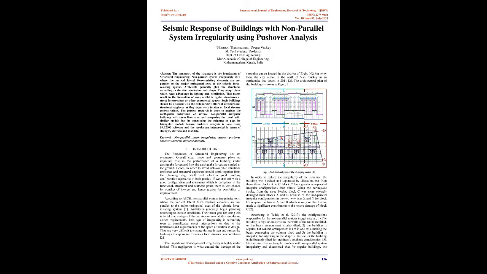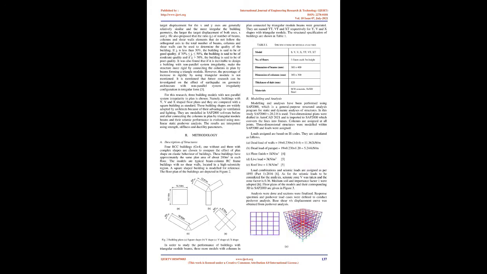[1] Architects generally begin planning according to the site conditions. Their main goal for doing this is to take advantage of the maximum area while considering owner requirements. This type of irregularity is commonly seen at complicated street intersections or due to the limitations and requirements of the space utilization in design. They are very difficult to change during design and cause the buildings to experience torsion or local stress concentrations too. The importance of non-parallel irregularity is highly overlooked.